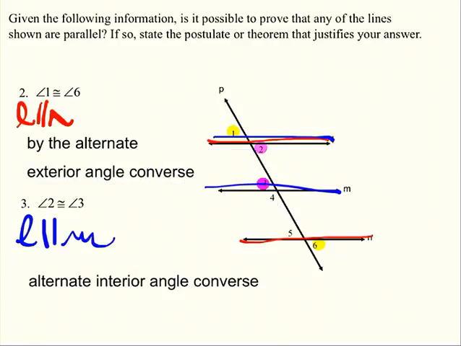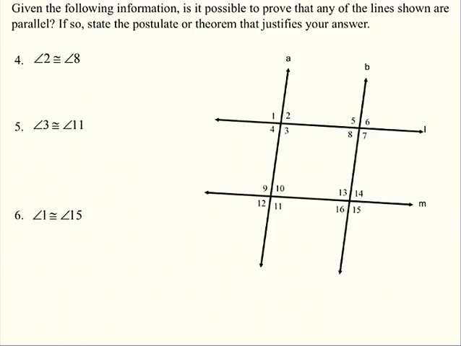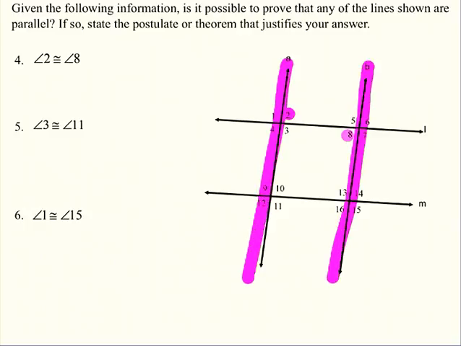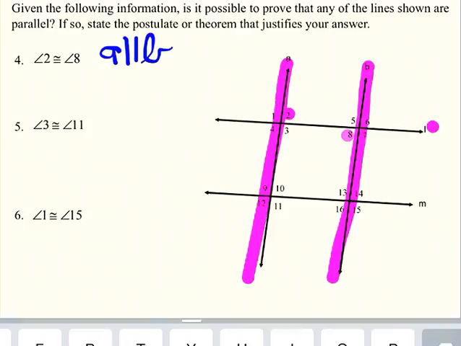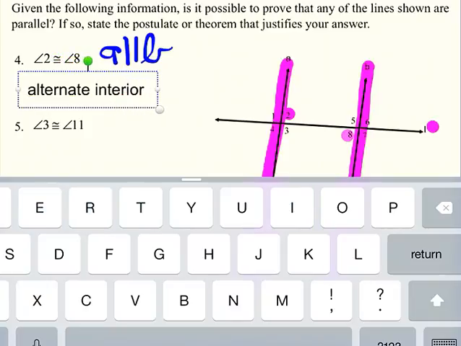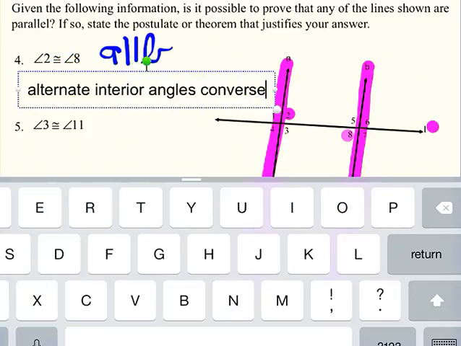Okay, so now let's take a look at the next one. For the next one, it gives us that 2 and 8 are congruent to each other. So let's highlight 2 and 8. 2 and 8 are related to line A and line B, where L is the transversal cutting through them. So for this one, I can say that line A is parallel to line B, and 2 and 8 are alternate interior angles of that line. So that's what we're going to put, alternate interior angles converse for that one.